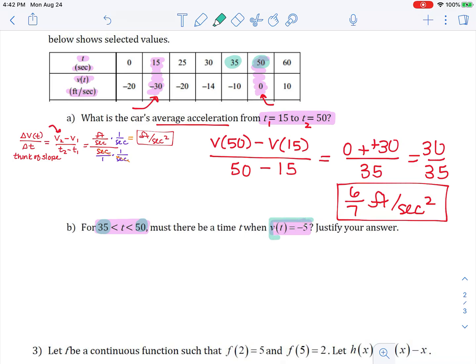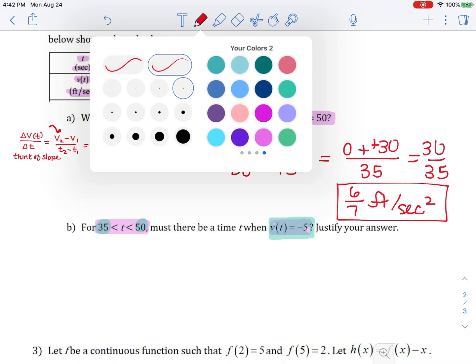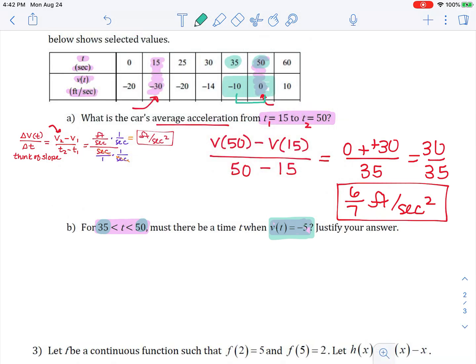must there be a time t when v of t has to equal negative 5? So now let's focus on our v of t. Here's our v of t's. Let's think. In there between 35 and 50, look at those values for me. We at v of t go from negative 10 to 0. Do we ever, from negative 10 to 0, will you pass through, and will your y value ever equal -5? From -10 to 0, if you go from that number line, why, absolutely yes, you pass through -5.